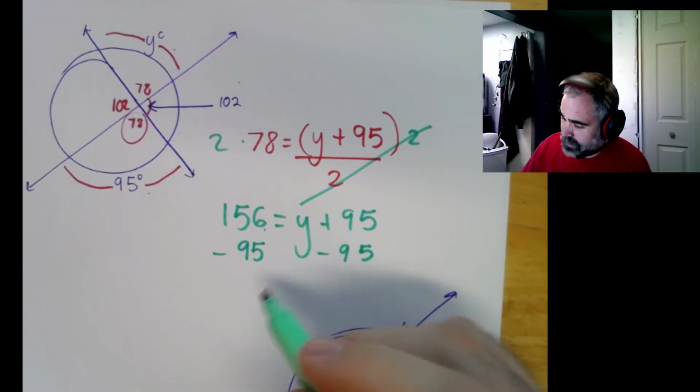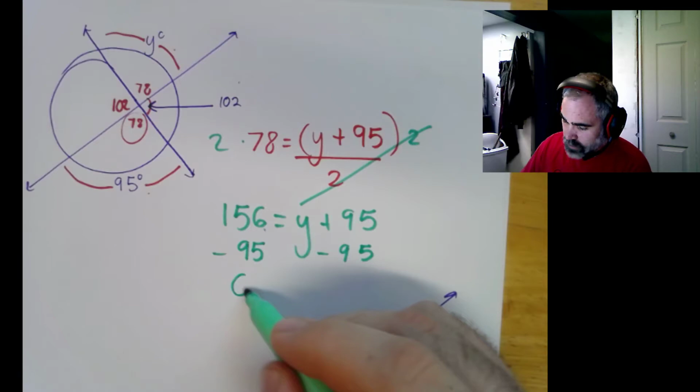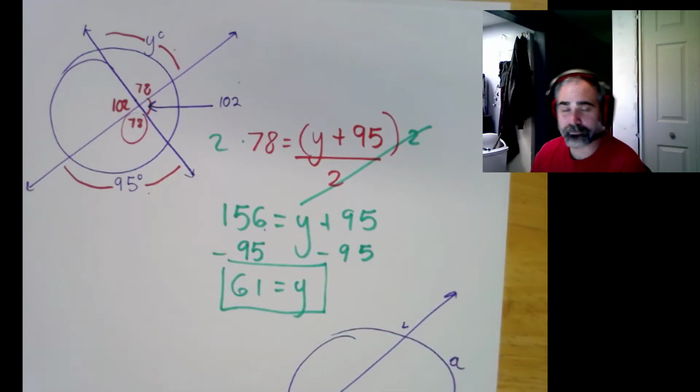156 minus 95 means that y has to be equal to 61. Okay? And again, try not to get tripped up with this. I know it's a little weird, but fill in the pieces.